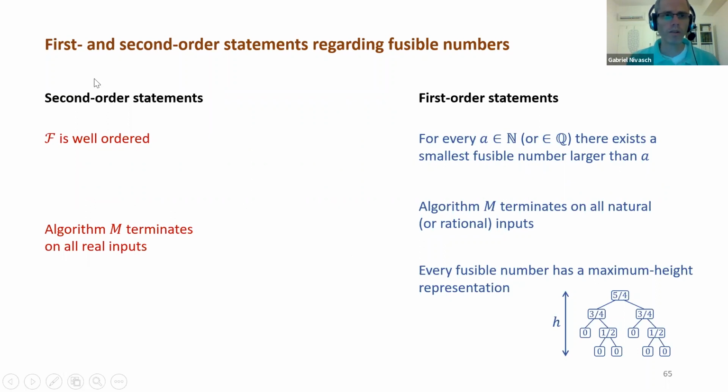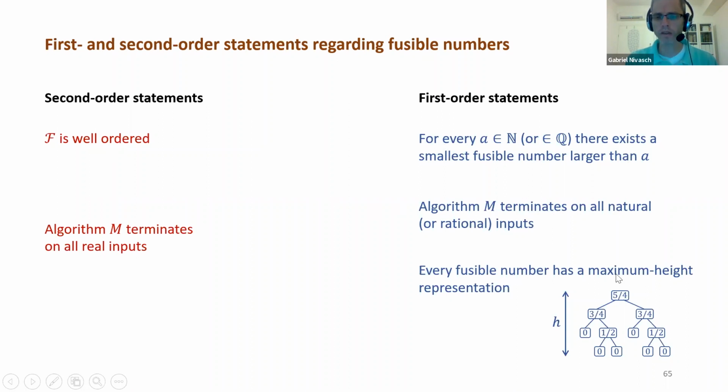So here are some second order statements regarding fusible numbers. F is well ordered is a second order statement. Algorithm M terminates on non-real inputs is a second order statement because it quantifies over real inputs. But we have some first order statements about fusible numbers. For example, you can say for every natural A or every rational A, there exists a smallest fusible number larger than A. This is an immediate consequence of the fact that the fusible numbers are well ordered. And algorithm M terminates on natural or all rational inputs, as we said, is also a first order statement.